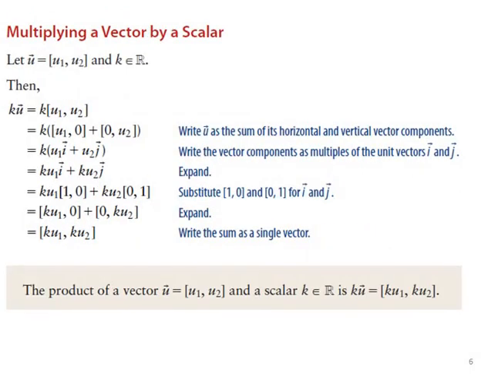Now let's see how to multiply a vector by a scalar. So when we have k multiplied by vector u, it's going to be k times [u1, u2]. So the x component is going to be k u1 and the y component is going to be k u2.